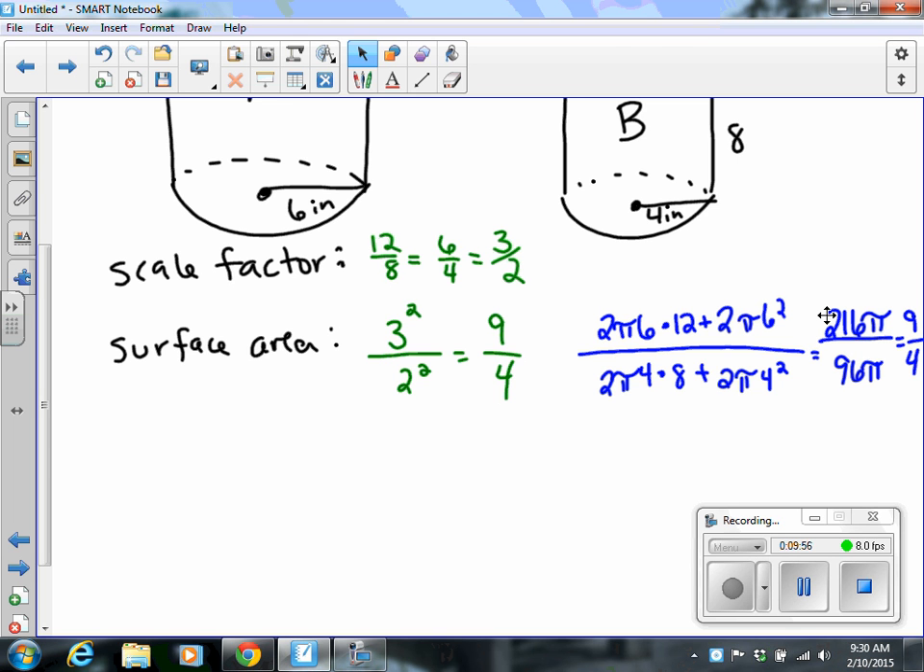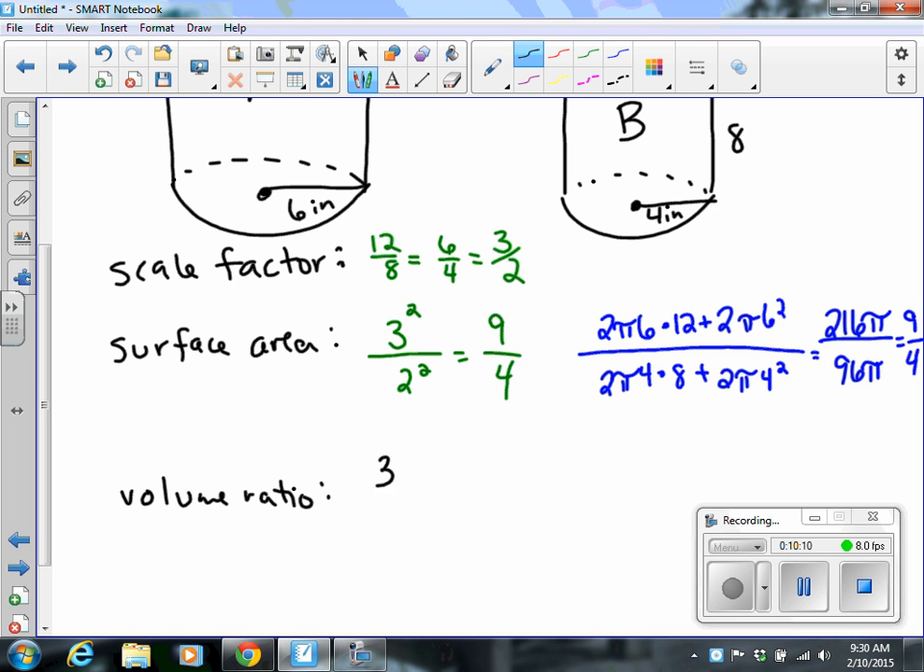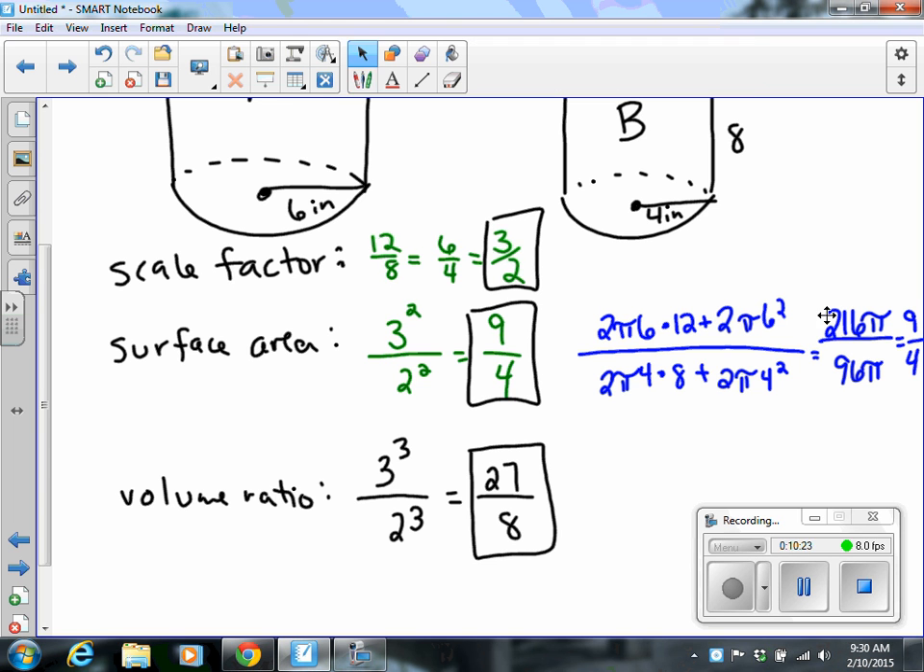So go ahead and find your volume ratio. Because you know that your scale factor ratio is 3 over 2, we're going to have 3 cubed over 2 cubed, which is then 27 over 8. Final answer.